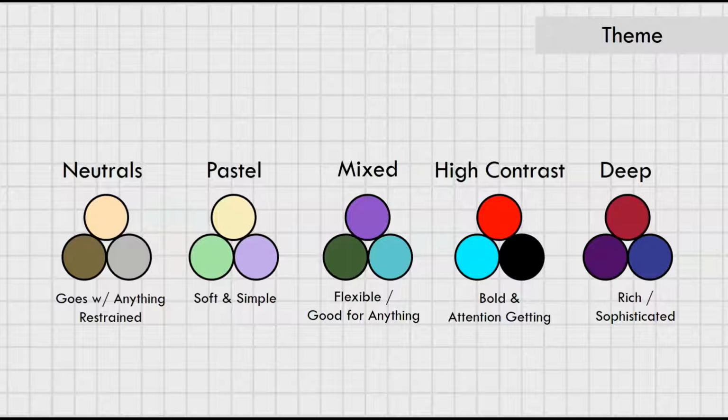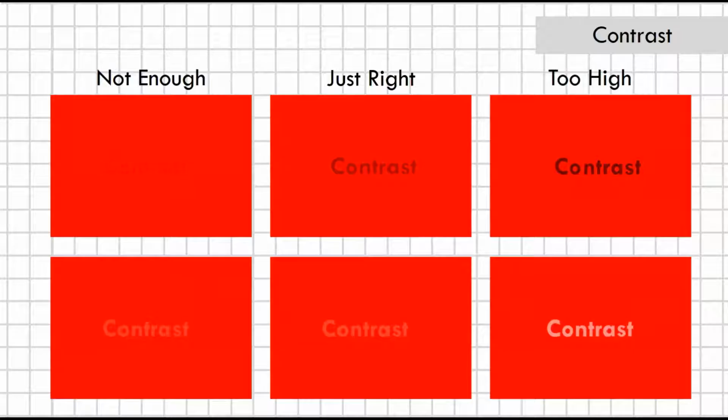But then as we go over to the right, we have high contrast, which is bold and attention-getting. And way over on the right, I'm calling it deep, which are darker colors. Those are often associated with rich and sophisticated things, royalty, things like that. So if that's what you're working on, a hotel or something like that, you really might want to think about rich, deep colors.